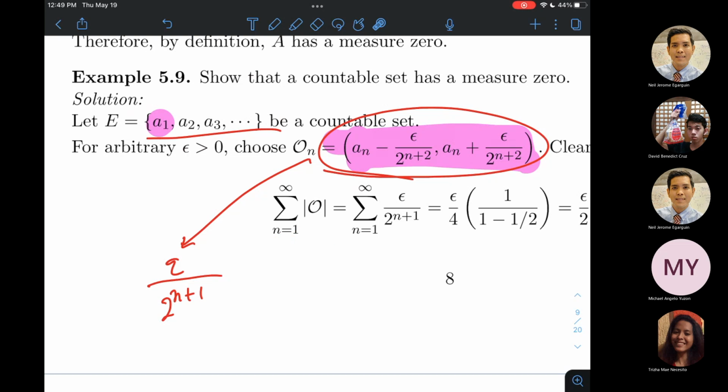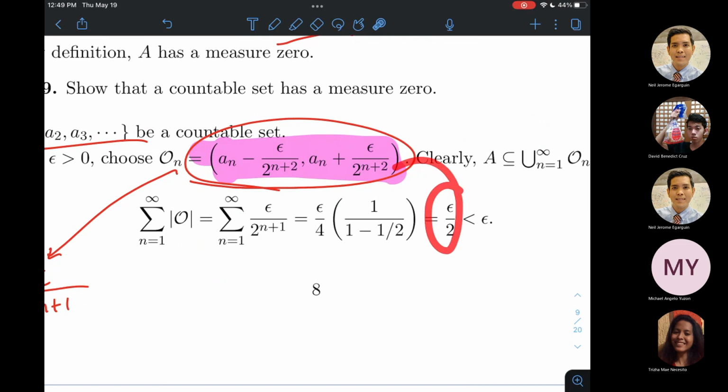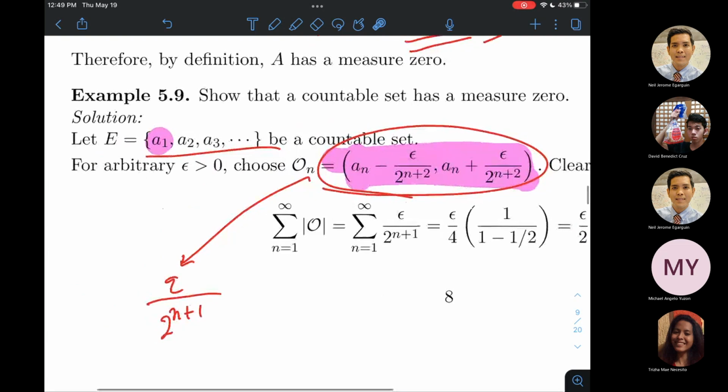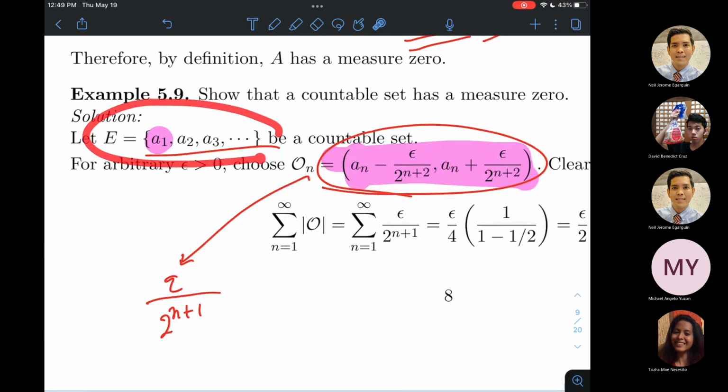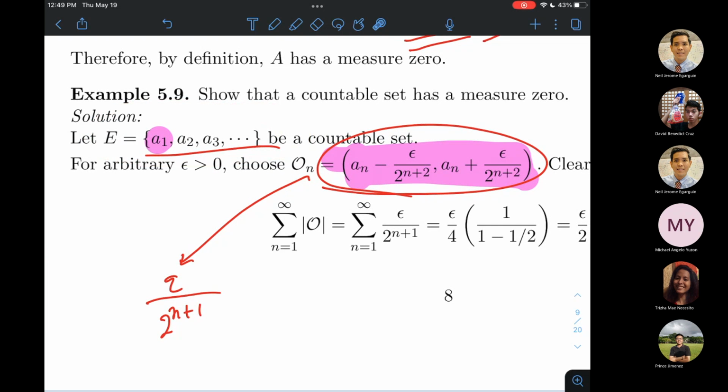But we have noted earlier that each open interval will have length epsilon over 2 to the n plus 1. Tapos ito ay geometric series. Geometric series ito ng summation lamang ay epsilon over 2. Sobra pa tayo sa budget natin na epsilon. Since nakabuo tayo ng isang open cover or isang family of open intervals that can cover the set E, then the set E is of measure 0.